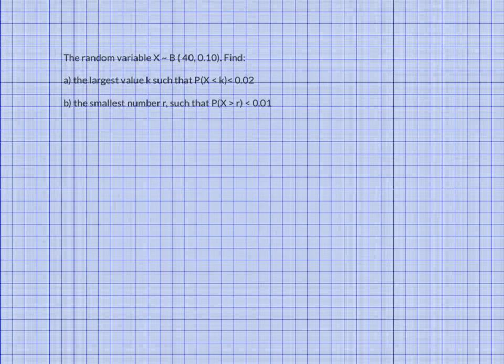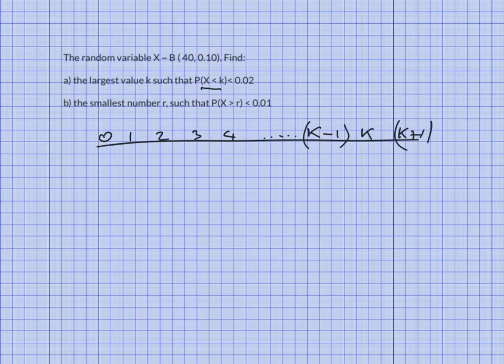Now it's a different table. This time we want the table for n is 40. But before we can go to the table, we need to do some thinking, because this says x is less than k and the tables do less than or equal to. So let's look at how that would affect things. Here's a number line and here's all the possible values: 0, 1, 2, 3, 4, dot, dot, dot. There's k minus 1, there's k, and here is k plus 1, and so on.